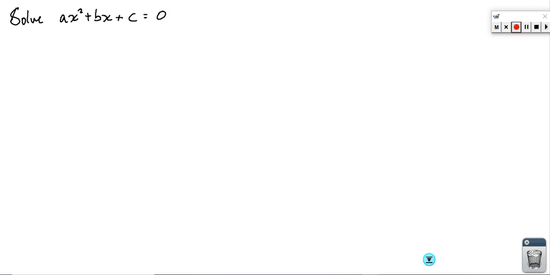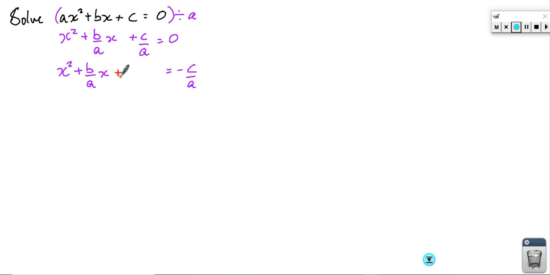Okay, so the first step was divide by the coefficient of x squared, so I'm going to divide by a. I get x squared plus b over a x plus c over a is equal to 0. Second step was remove the constant, the one without x, to the other side of the equation. So I get x squared plus b on a x equals minus c on a. Third step was add a square bracket to both sides of the equation. Inside the square bracket, you have to place half the coefficient of x, which in this case is b on a. So that's b on 2a, plus b on 2a.